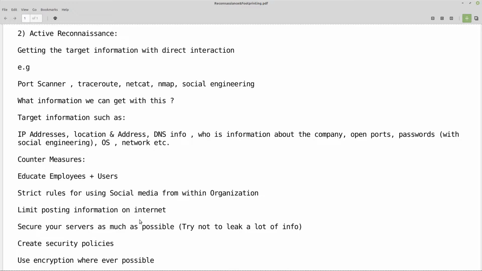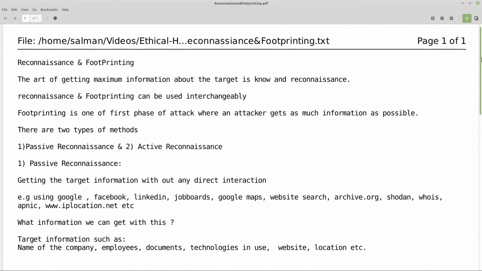Limit posting information on the internet. Be very careful about what you are posting. Secure your servers as much as possible. Try not to leak a lot of information, because a lot of people can get sensitive information from your web servers and your emails, which we will see in our upcoming videos. Then you must create a security policy, and this policy must indicate what kind of sites users can access while working, whether they can use Facebook or social media, and what policies to follow. And then use encryption wherever possible, so that in case the data is leaked, it's in encrypted form and it's difficult to use. So this is some basic information about what reconnaissance is and how we can counter the effects of such an attack.